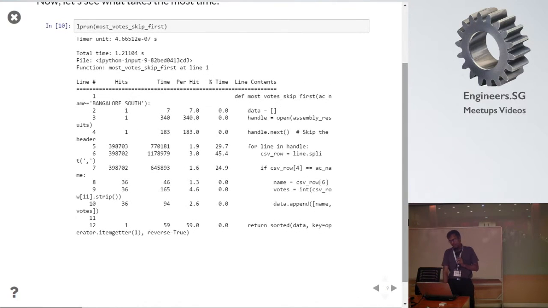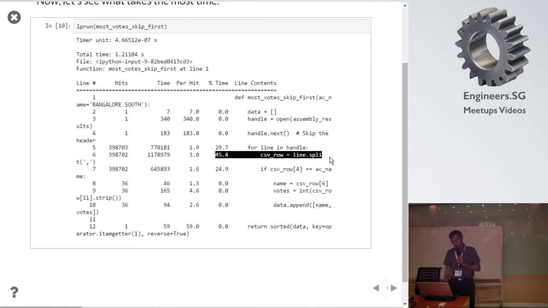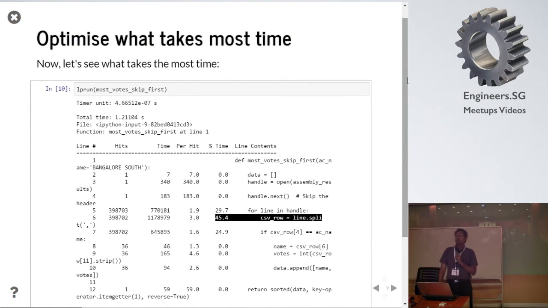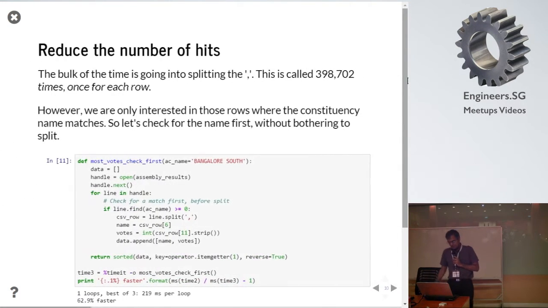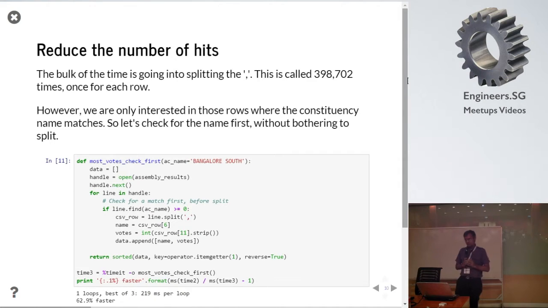Now, on this new code, what takes the bulk of the time? Let's look at the percentages. 45% is going into splitting the line. How does one optimize that? Now, line splitting is a pretty fast function. One approach is to say, let me reduce the number of times the line is going to be split.